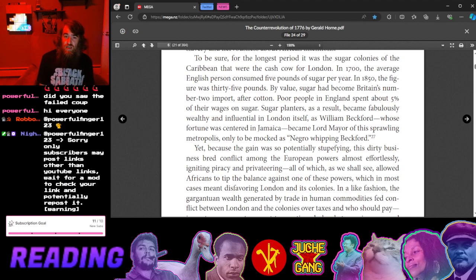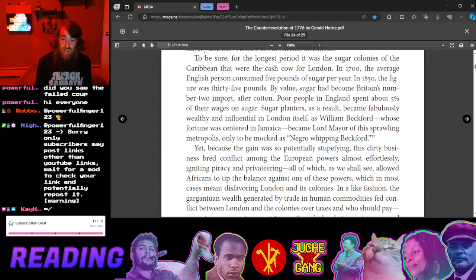To be sure, for the longest period, it was the sugar colonies of the Caribbean that were the cash cow for London. In 1700, the average English person consumed 5 pounds of sugar per year. In 1850, the figure was 35 pounds. By value, sugar had become Britain's number 2 import after cotton. Poor people in England spent about 5% of their wages on sugar. Sugar planters, as a result, became fabulously wealthy and influential in London itself, as William Beckford, whose fortune was centered in Jamaica, became Lord Mayor of this sprawling metropolis, only to be mocked as Negro whipping Beckford.